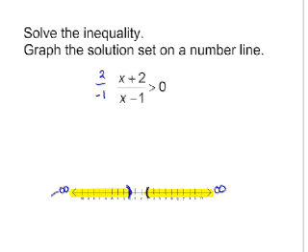Now let's actually write out the solution set. We have from negative infinity up to negative 2, not including negative 2, union that with the interval from 1 to positive infinity.